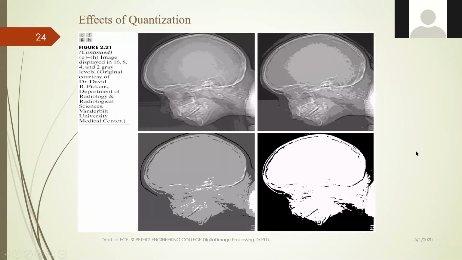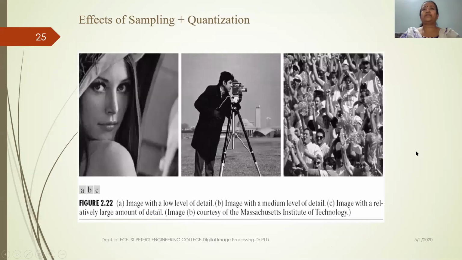Okay, these are the effects of sampling and quantization you can observe. Isopreference curves, there is a chance to have a question on isopreference curves. That's the reason I'm showing this one.